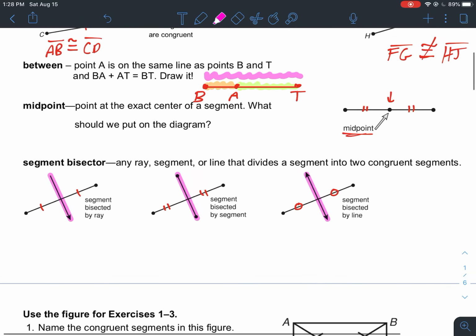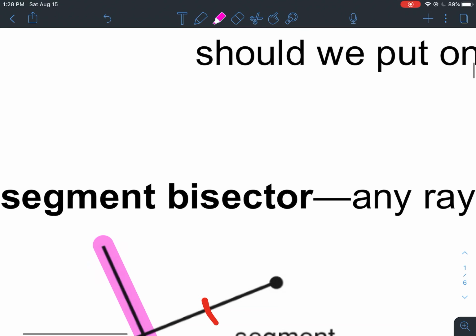The word bisect, really simple. Sect means to cut, and I think you all know what the prefix bi means. It means two. So a bisector cuts something into two equal parts.